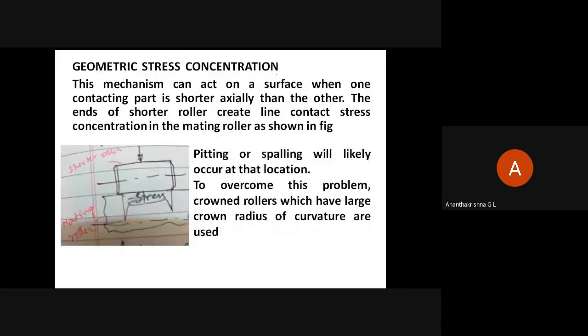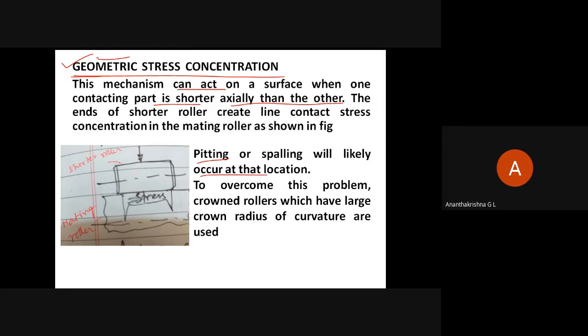Next comes geometric stress concentration. This is a bit larger topic. Stress concentration that is arising out of the geometry of the component. Geometry of the component is its thickness, diameters, chamfering or length of contact, point contact. All those things matter in case of stress concentration that is arising because of geometry. This mechanism can act on a surface when one contacting part is shorter axially than the other, and here pitting will likely occur at that location.